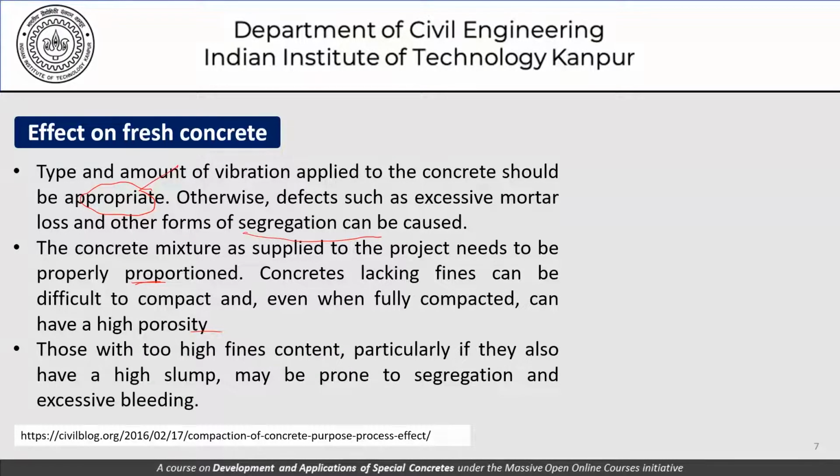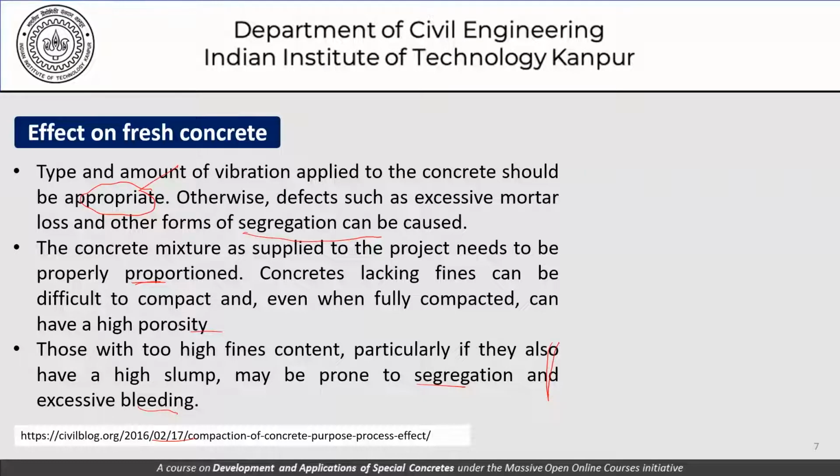Those concretes with a large amount of fine content, however, particularly if they have a high slump, may be prone to segregation and excessive bleeding. So we have to keep these kind of things in mind, and some of these statements you will appreciate are being made with a lot of experience based on literature or sharing of experience from different agencies. For example, this particular discussion, if you go back to civilblog.org, on 17 September, somebody says that, okay, these are the kind of things that we need to keep in mind. So that's what we are trying to do here.